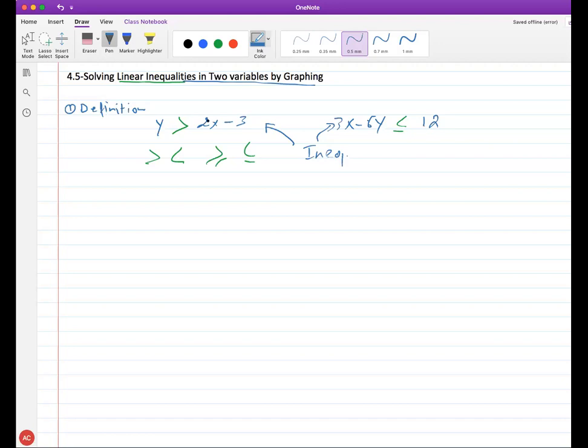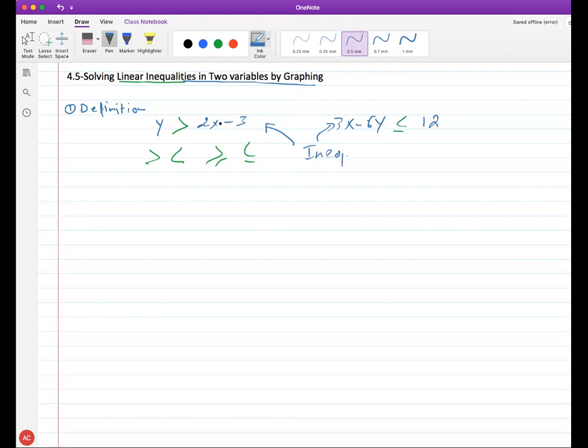All right, so inequalities, as you can see here, they don't have an equal sign. They have one of these. Also here, we don't have an equal sign. Instead, we have these. That's why we call them inequalities. Inequalities, not equations. Equations have equal in them. That's why they call equations.